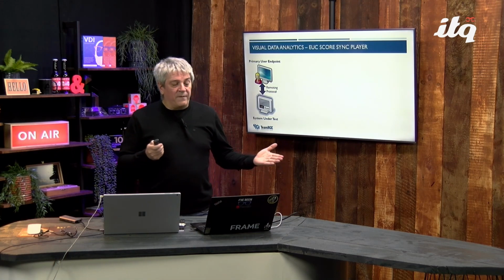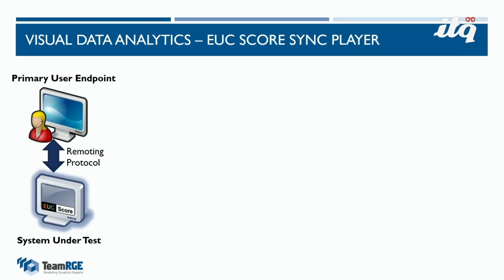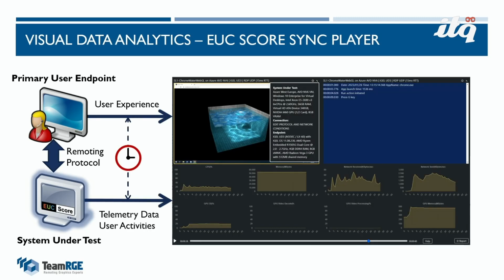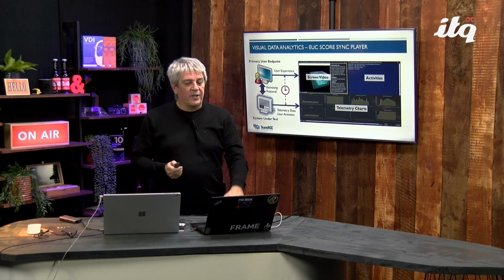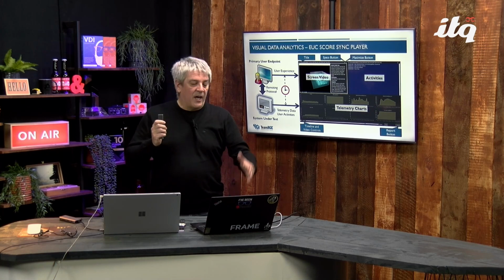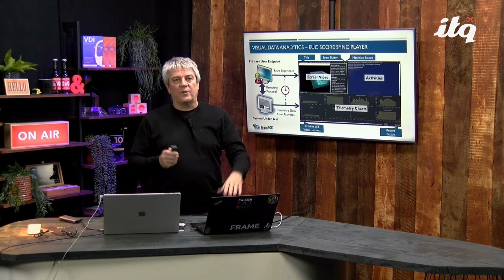Now, if I want to visualize the data, not only the videos but also the telemetry data that I'm collecting and the user activities, I bring it into a tool called EUC Score Sync Player, because it plays back different data sets in a synchronized way. On one side, the user experience that was recorded on the client side, on the endpoint side, and some of the telemetry data that was collected on the backend side. This is what I typically do to analyze these activities. It's like a video player, so everybody who can use a video player can use it.